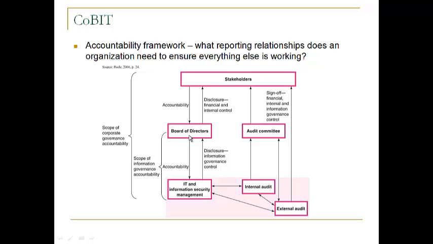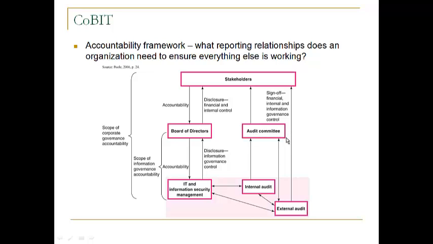Board of directors on the other side is holding IT and information security management accountable for the protection of that information. And that management is disclosing information about control to the board of directors. So kind of behind the scenes here, we have the management of IT and security interacting with internal audit within that company and also interfacing with external audit, kind of a triangular relationship here. Internal audit is providing information to the audit committee, right? The audit committee being independent of that function, but the internal auditors kind of answer to them. And then also the external auditors would be providing information to that same audit committee.